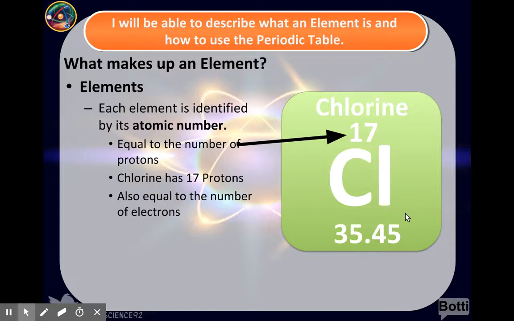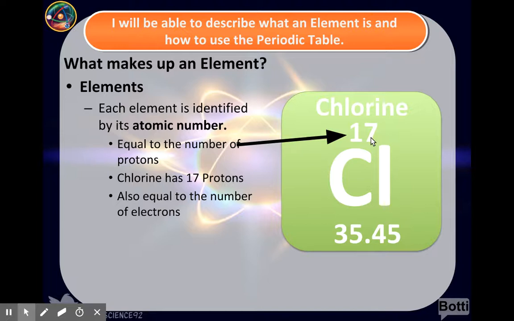So first of all, each element is identified by its atomic number, and the atomic number is equal to the number of protons. We talked in our last set of notes about how a proton is a positive subatomic particle that lives in the nucleus. And so that's what we're counting to determine our atomic number. The example we have here is chlorine. Chlorine has 17 protons. Therefore, that is the atomic number of chlorine.